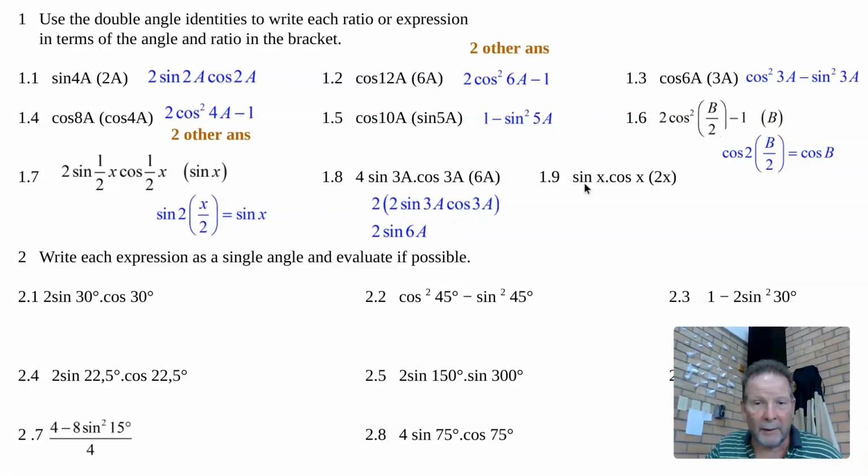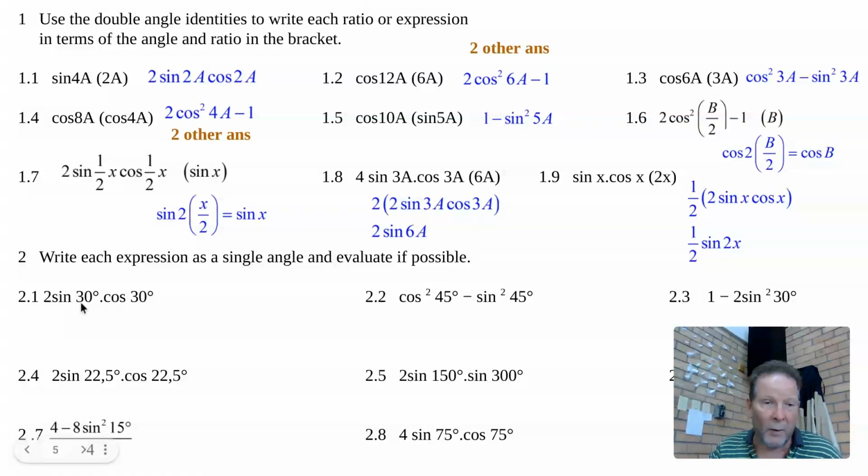Now, here's one that comes up. If you have sine x and cos x, I need to make it into 2 sine x cos x to be able to use this thing. Well, how could I make a 2 there but not change it? Well, why don't I go 1/2 times 2? That's the same as 1. Now 2 sine x cos x is sine 2x, so it's a half sine 2x.